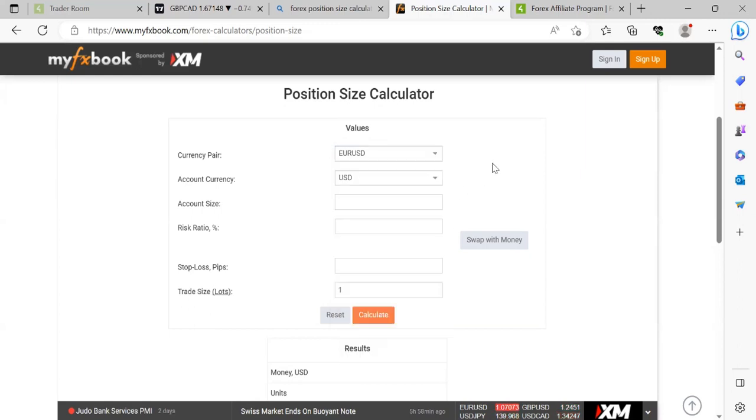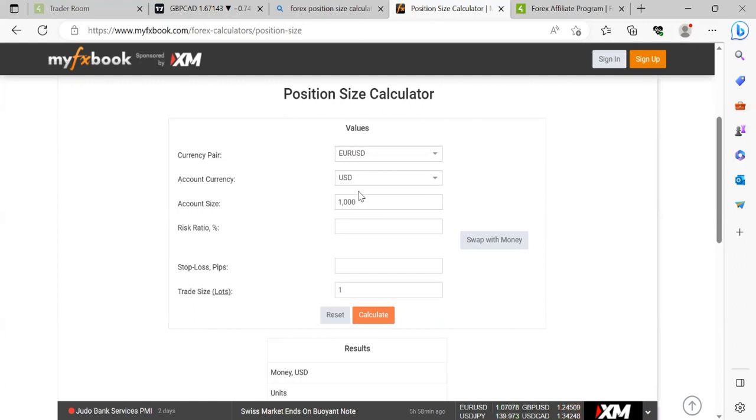But I want to do EUR/USD. EUR/USD is there. Then account size. Your account size means how much do you have in your account? Let's say I have $1,000. It's not your running trade. It is your balance, the balance you have in your account. Okay, let's say it's $1,000.